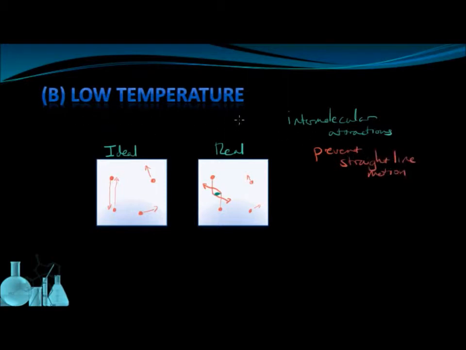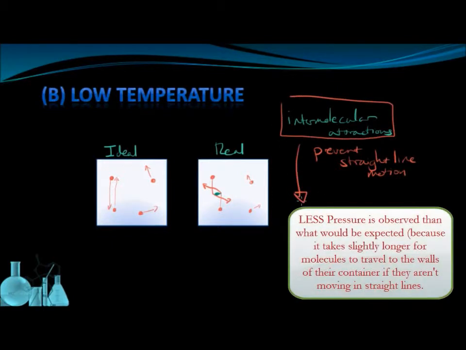particularly at low temperatures, means that it's going to take slightly longer than you would expect for a molecule to reach the walls of the container for a collision. And those collisions generate pressure. So because of the presence of intermolecular attractions, we see less pressure than we would expect to see, because it's taking the molecules a little bit longer to reach the walls of the container and cause a collision.